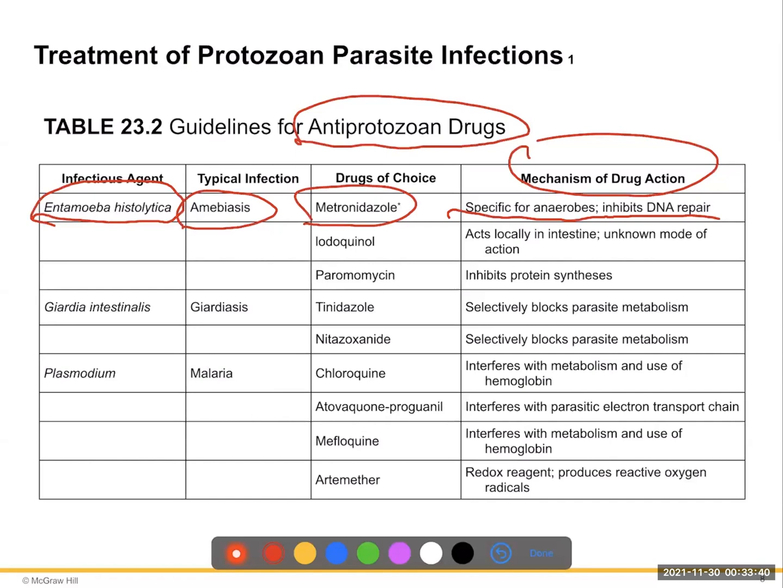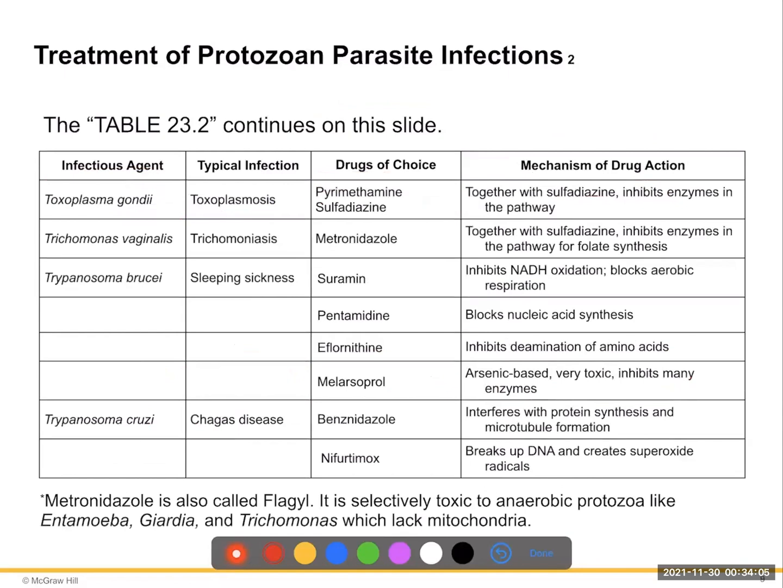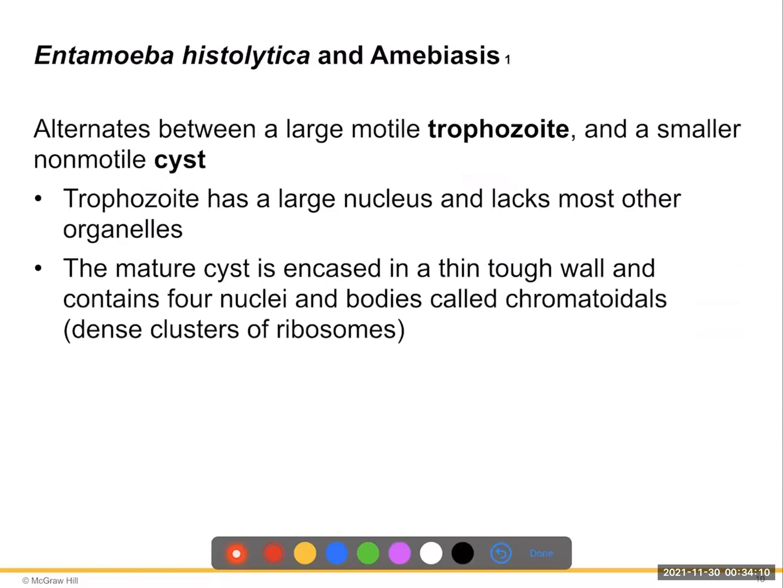We are familiar with malaria, chloroquine. One of the big treatments when COVID first came out was hydroxychloroquine, one drug used for malaria. It interferes with metabolism and use of hemoglobin. So it goes through the different drugs that we use and different types of infections, and we'll go through all that. Entamoeba histolytica and amoebiasis alternate between a large motile trophozoite and a smaller non-motile cyst.